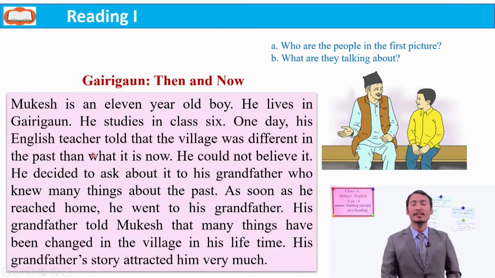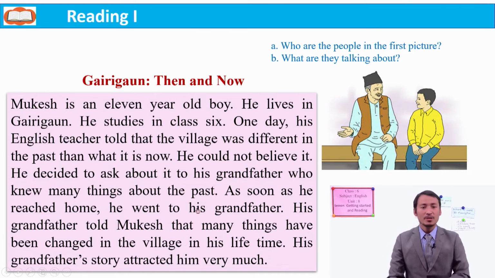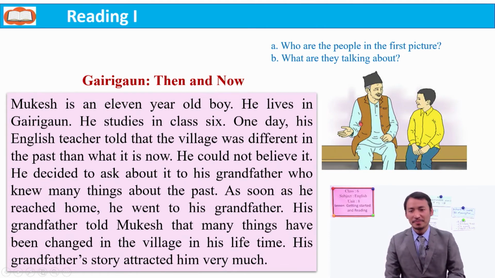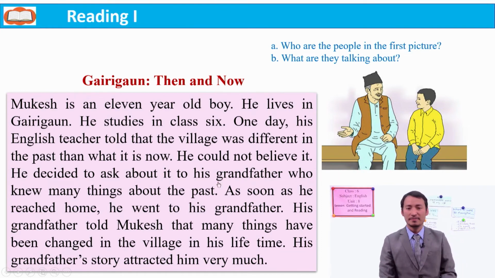One day his English teacher told that the village was different in the past than what it is now. He could not believe it. He decided to ask about it to his grandfather, who knew many things about the past. Look here. Now who is the old man here? He is his grandfather. We find out from this sentence.